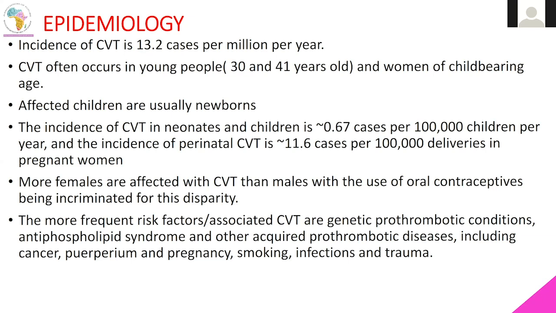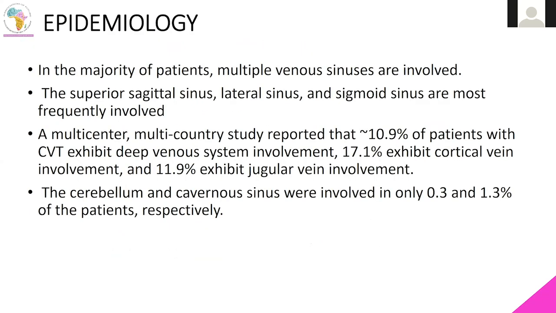The most frequent risk factors associated with CVT are genetic prothrombotic conditions, antiphospholipid syndrome, and other acquired prothrombotic diseases, including cancer, puerperium, and pregnancy, smoking, infections, and trauma. In the majority of patients, multiple venous sinuses are involved. The superior sagittal sinus, lateral sinus, and the sigmoid sinus are the most frequently involved.